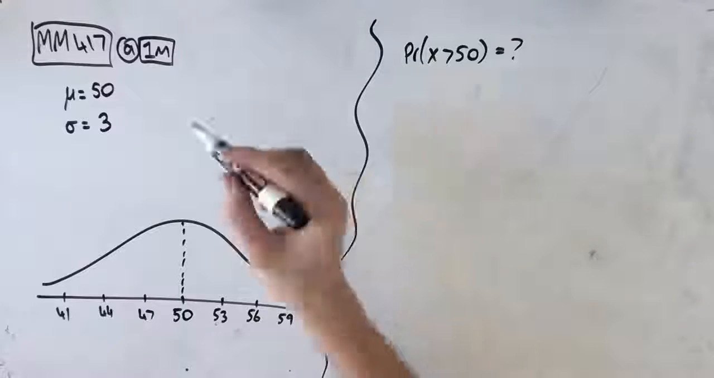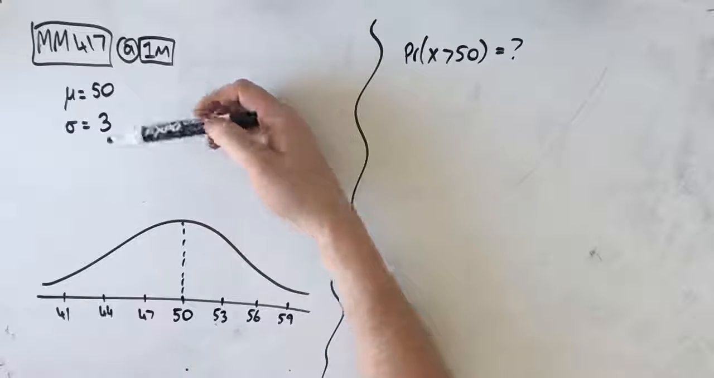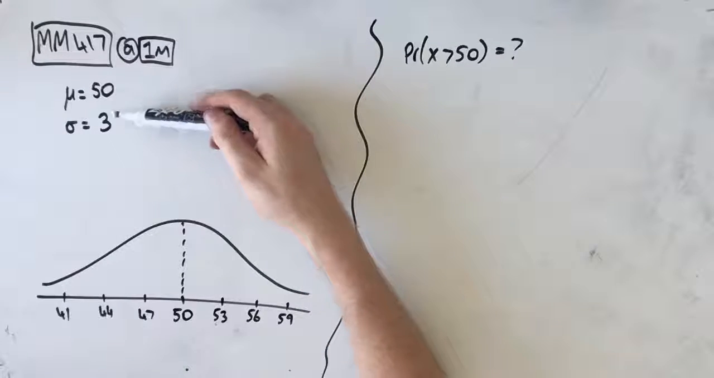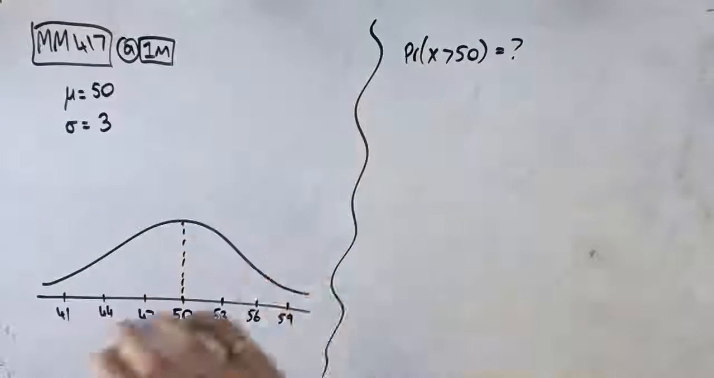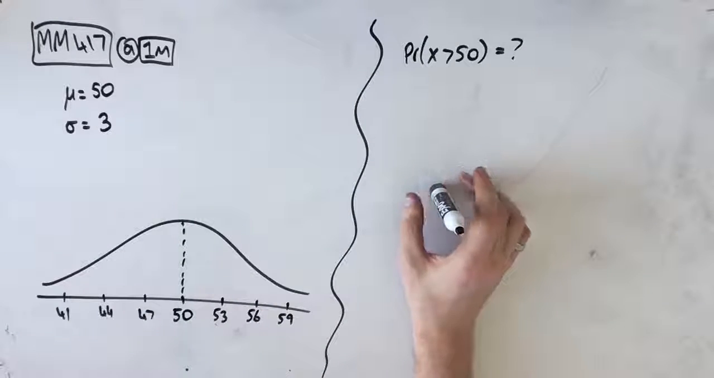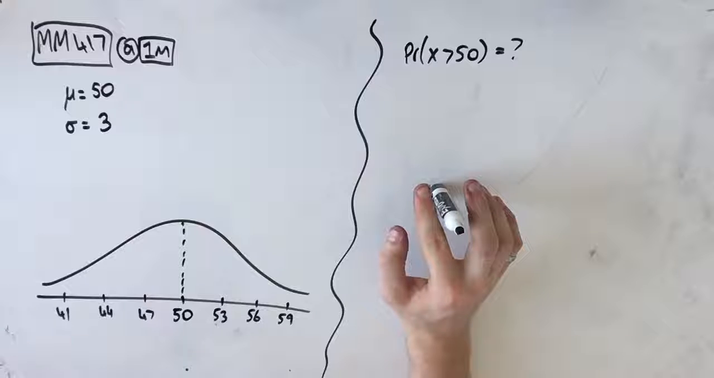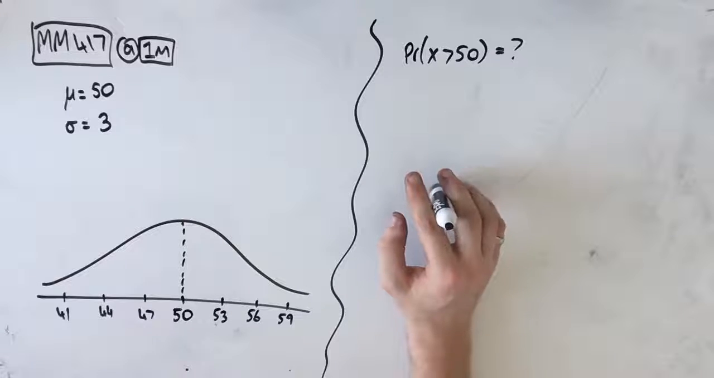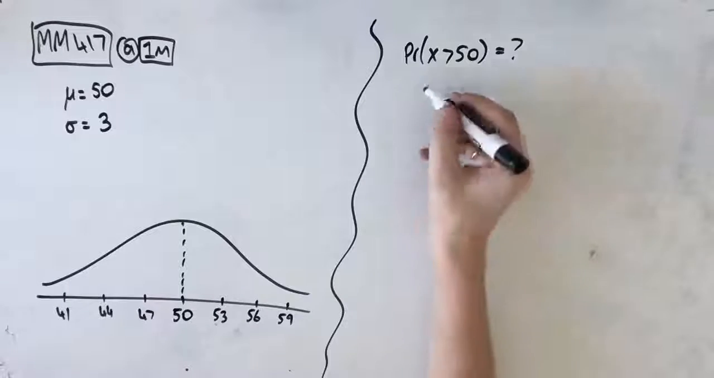In this question we've got x, which is a normally distributed random variable with mean 50 and standard deviation 3. Let z be the random variable which follows the standard normal distribution. To begin with, part A is a 1 mark question and says find the probability that x is greater than 50.